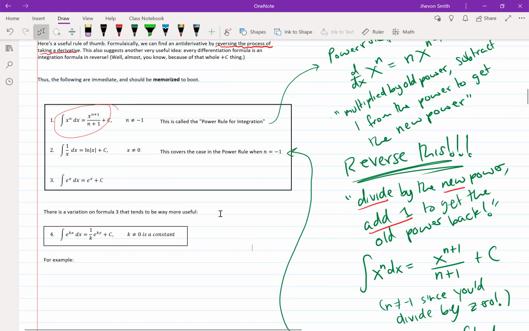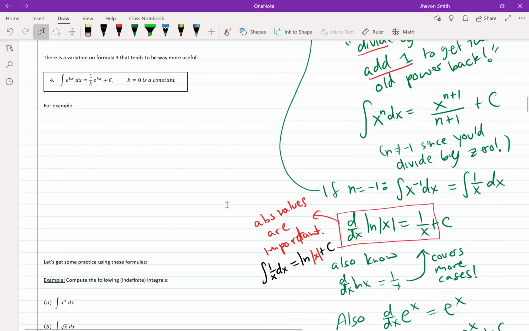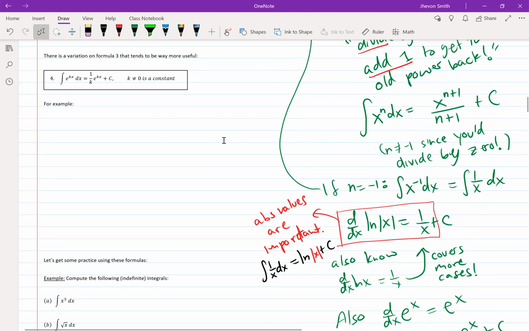Okay, now there's a variation on this formula that I think is more useful in more cases. This is the antiderivative of e to the kx dx. It's going to be 1 over k e to the kx plus c, as long as your k is not 0. So let's do some quick examples of that.